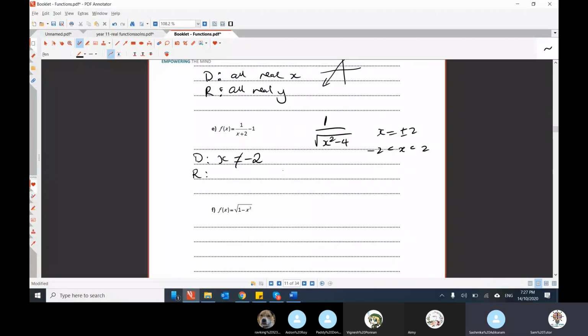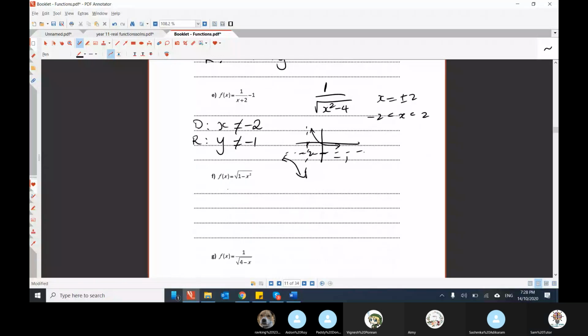y cannot equal -1. Yep. It's a hyperbola, shifted to the left 2, and then the whole thing shifted down 1. Excellent work. Very, very good.